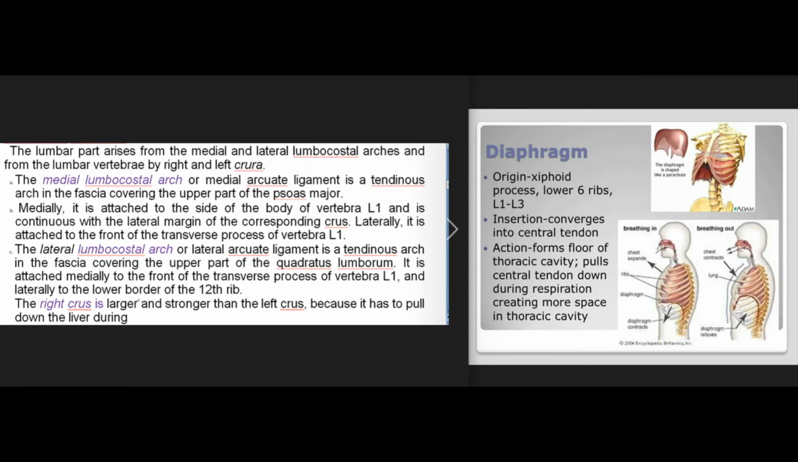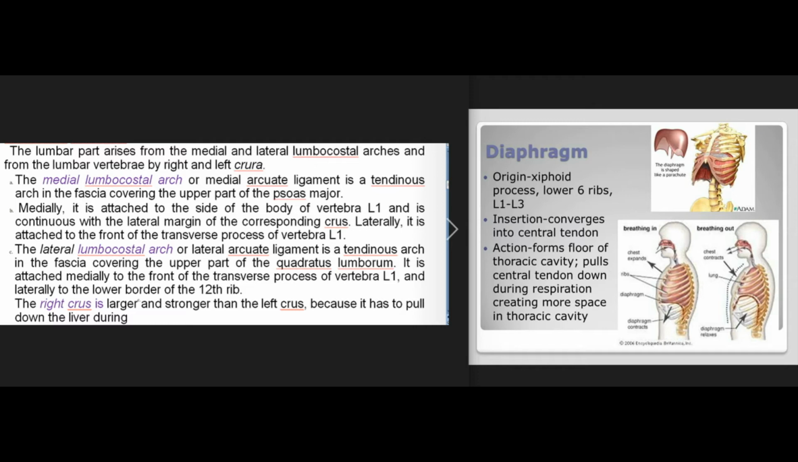The lumbar part arises from the medial and lateral lumbocostal arches and from the lumbar vertebrae by right and left crura. B. The medial lumbocostal arch or medial arcuate ligament is a tendinous arch in the fascia covering the upper part of the psoas major. Medially, it is attached to the side of the body of vertebra L1 and is continuous with the lateral margin of the corresponding crus. Laterally, it is attached to the front of the transverse process of vertebra L1.